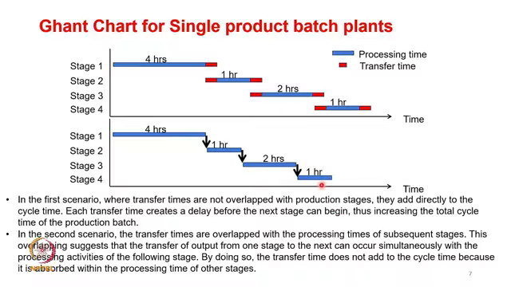the figure in the bottom shows that such a transfer is negligible. The transfer time can be overlapped with the processing time of the subsequent stages. So, basically the transfer from stage 1 to stage 2 would typically happen simultaneously, overlapping with the operation of the particular stage. By doing so, the transfer time does not add to the cycle time because it is absorbed in the processing time. So, this is an idealized condition.